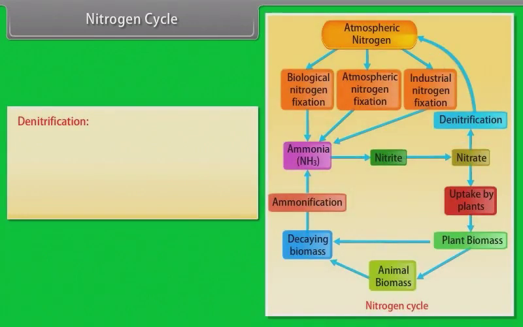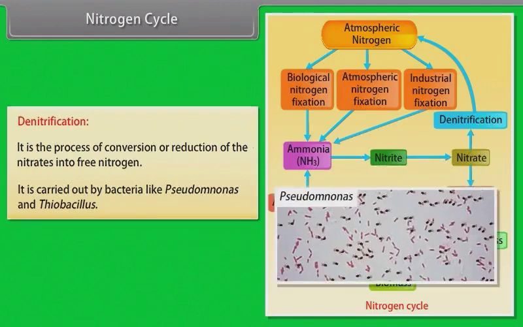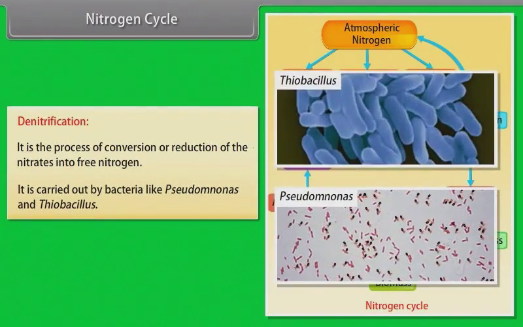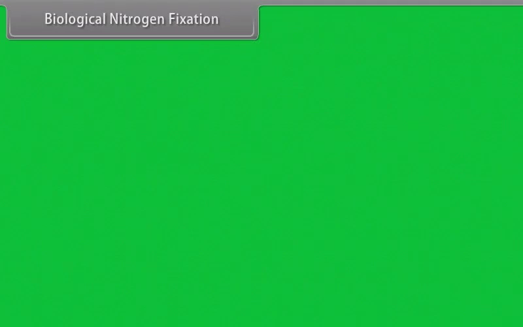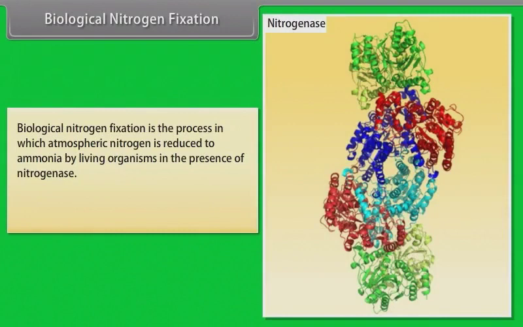Denitrification. It is the process of reduction of the nitrates into free nitrogen. It is carried out by bacteria like Pseudomonas and Thiobacillus. Biological nitrogen fixation. Biological nitrogen fixation is the process in which atmospheric nitrogen is reduced to ammonia by living organisms in the presence of nitrogenase.